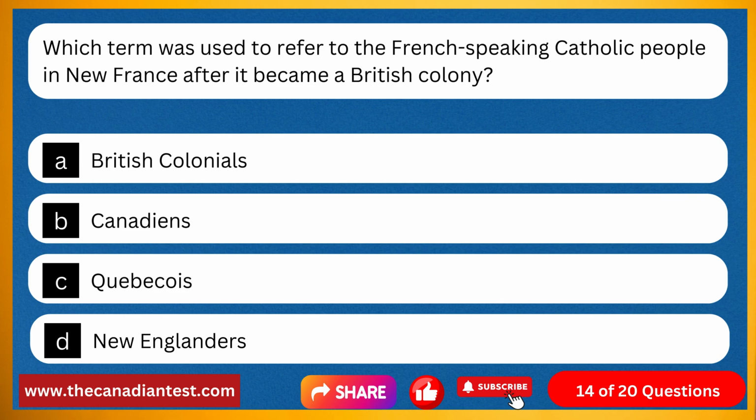Question 14. Which term was used to refer to the French-speaking Catholic people in New France after it became a British colony? Option A, British colonials. Option B, Canadians. Option C, Quebecois. Option D, New Englanders.